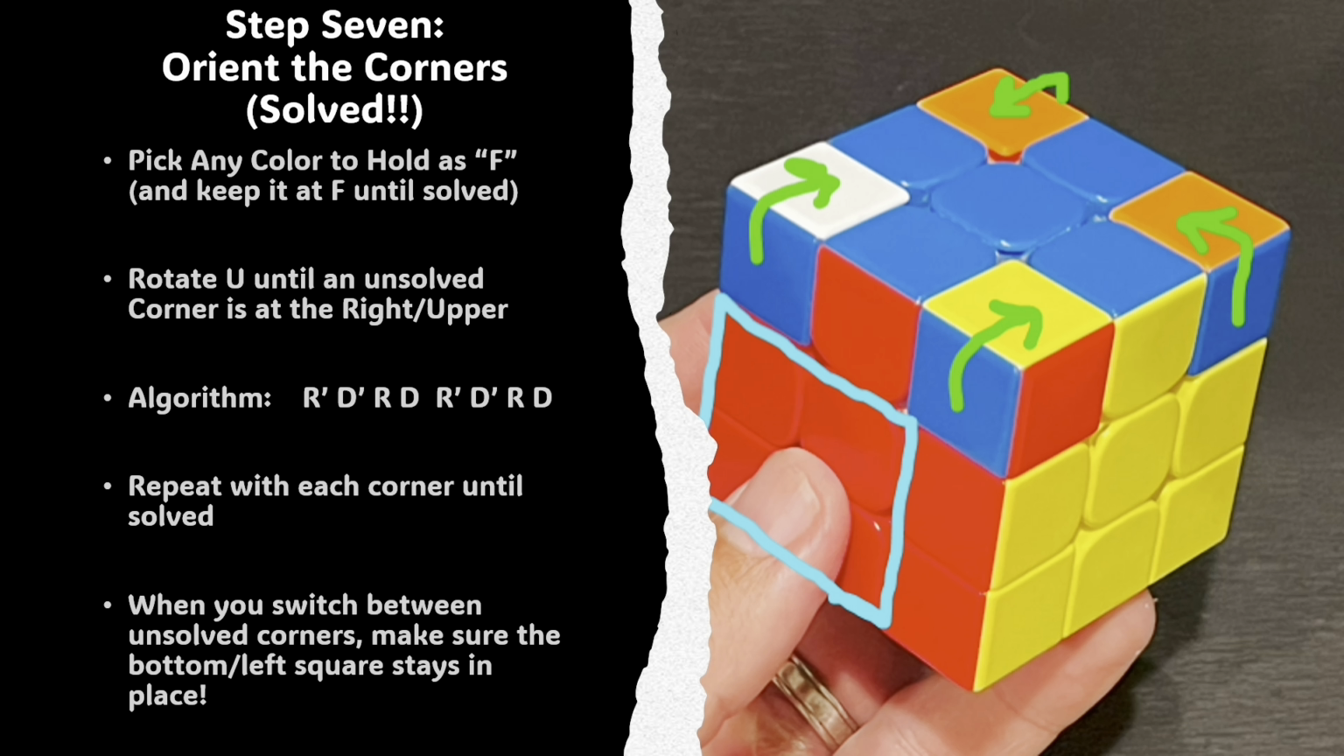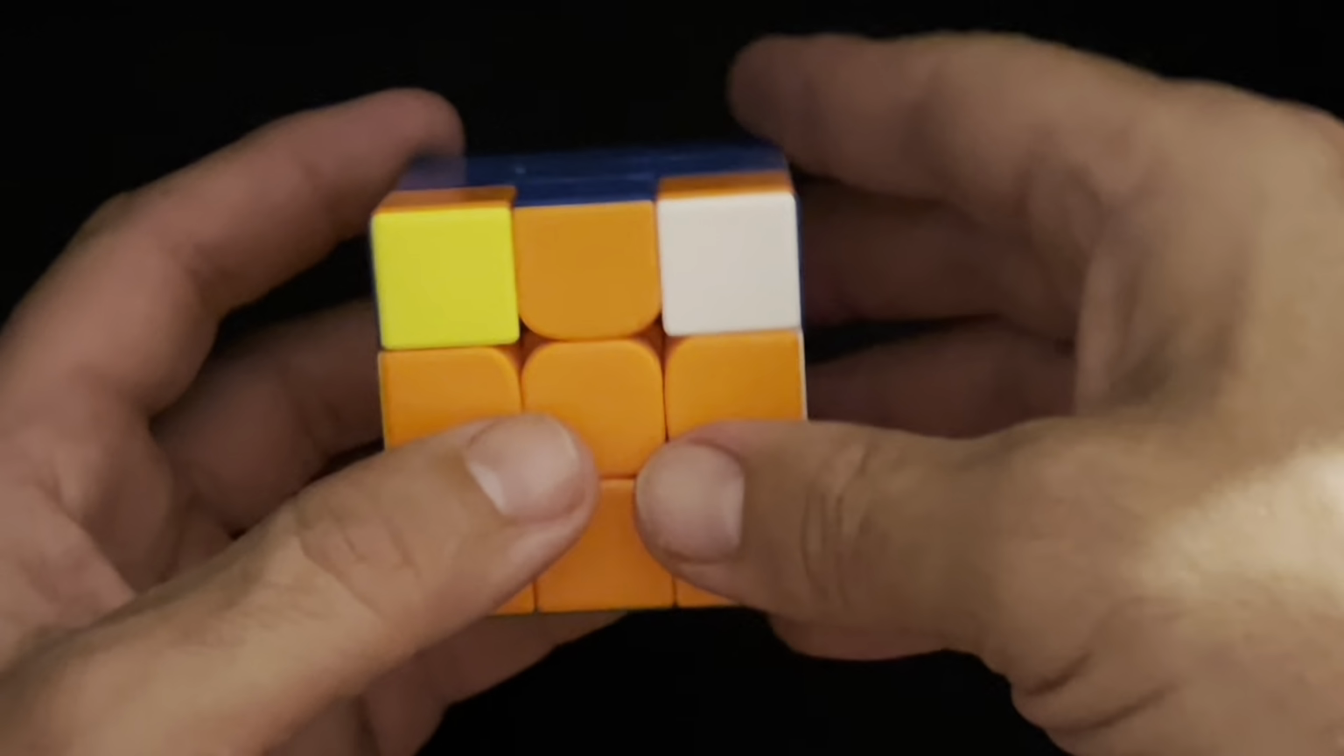So now I just find any other improperly oriented corner piece and move it to that front right corner. I'm still holding the red face facing me as the F, and I'm just going to do that same algorithm again until it is solved. R prime, D prime, R, D, R prime, D prime, R, D. And here's what it will look like as you do it.